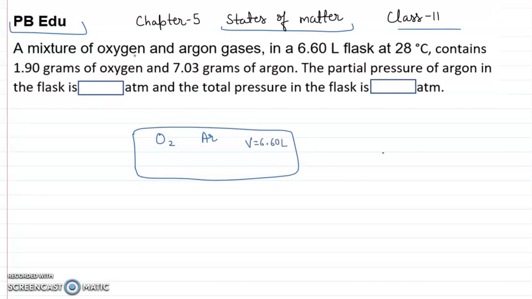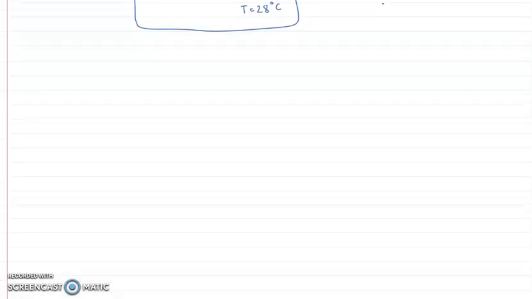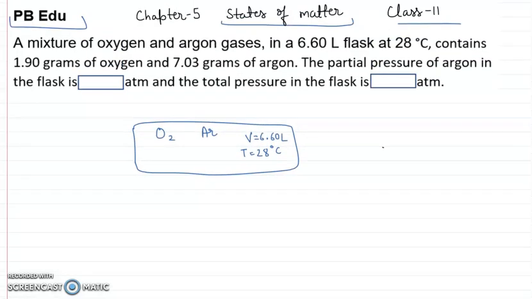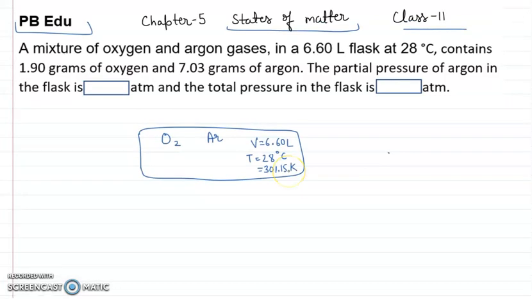V is the volume, and the temperature is 28 degree Celsius. We always convert temperatures to Kelvin while calculating. It would be 301.15 Kelvin. To convert this, we have just added 273.15 to the degree Celsius temperature. The other information given is that it contains 1.90 gram of oxygen. So oxygen mass is 1.90 gram and the mass of argon is 7.03 gram. The partial pressure of argon in the flask is asked in atm, and the total pressure in the flask is asked in atm. So we have to calculate all of this.